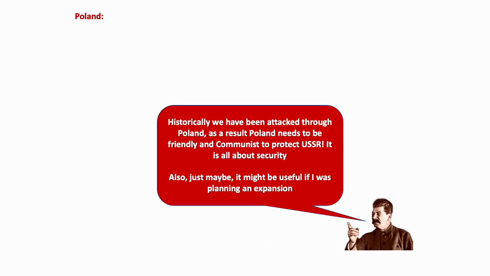So how you're doing this, if you just write Poland and then add a few bullet points, or if you're annotating your map, then feel free. So Stalin is saying, historically, we've been attacked through Poland. As a result, Poland needs to be friendly and communist to protect the USSR. It's all about security. That's what Stalin is trying to present. This is about protecting the Soviet Union, protecting Russia. Also, just maybe it might be useful if I was planning an expansion.